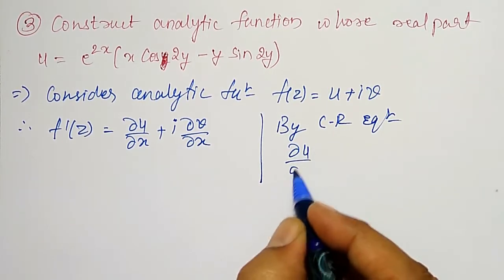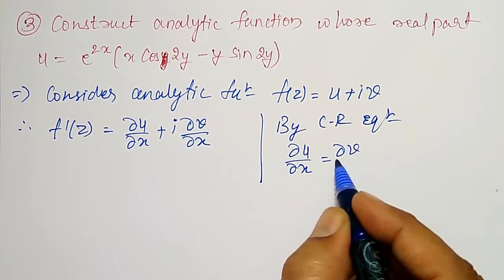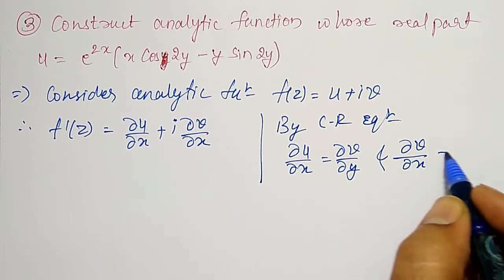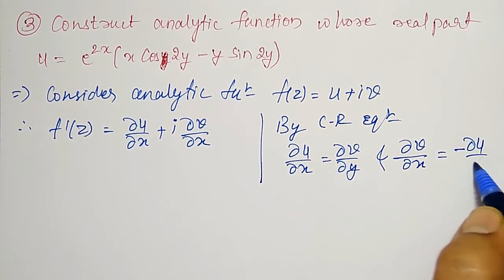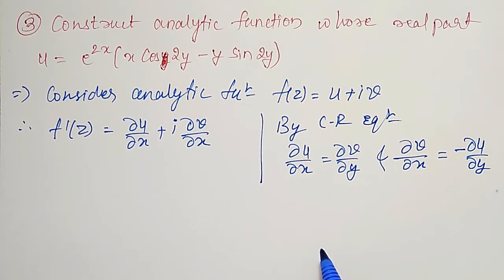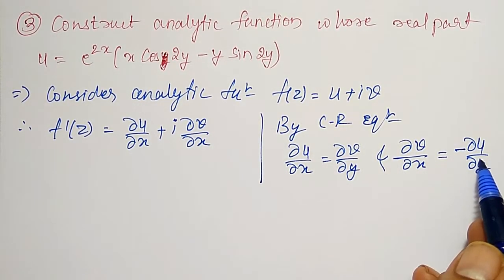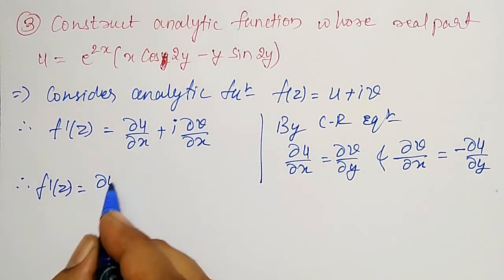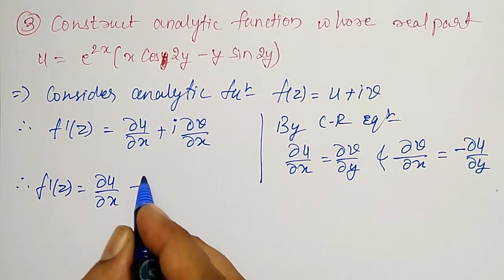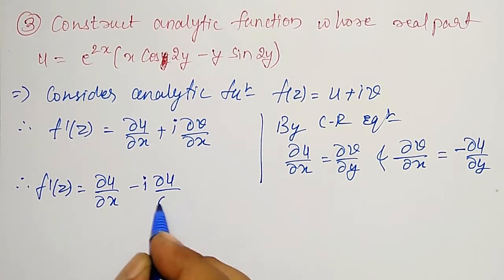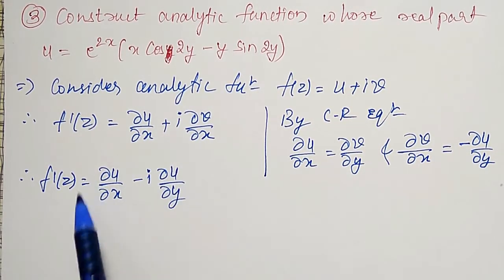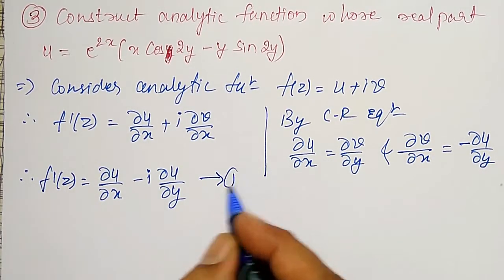By CR equations, dou u by dou x is nothing but dou v by dou y, and dou v by dou x is equal to minus dou u by dou y. Correct? This dou v by dou x can be replaced by minus dou u by dou y. Therefore, f dash of z is equal to dou u by dou x minus i into dou u by dou y. Let me find the partial derivatives of u with respect to x and y and substitute in this. Call this equation number 1.